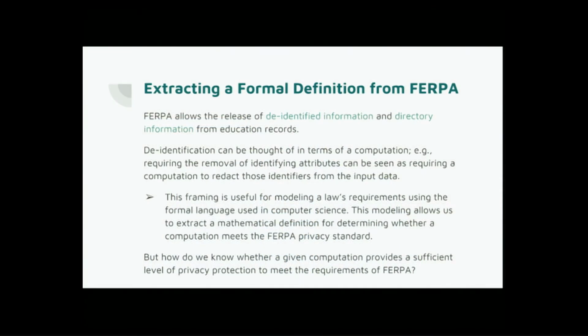But first, a little bit more background on FERPA. FERPA allows the release of directory information. So this is information that can be made public because it's not considered to be harmful. This is information like names, degrees, extracurricular activities, things you might find in a school yearbook. So this is the provision that allows yearbooks to be released.